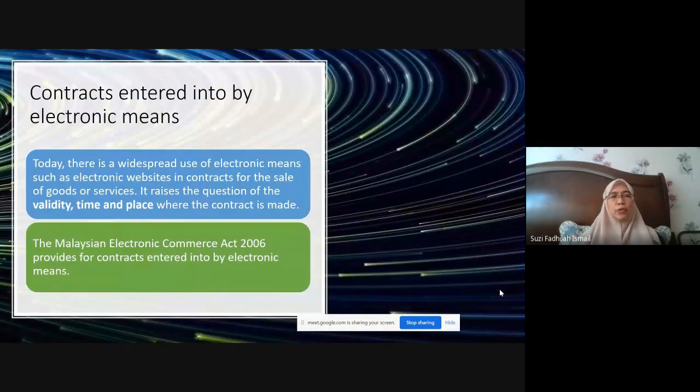Now we go to, again, contracts entered into by electronic means. Nowadays, everything is done with the word E, right? E means electronic, basically. Because of the internet age, there is widespread, rampant use of electronic means, obviously, and whatever is being sold on the websites. So now what's the legal issue?